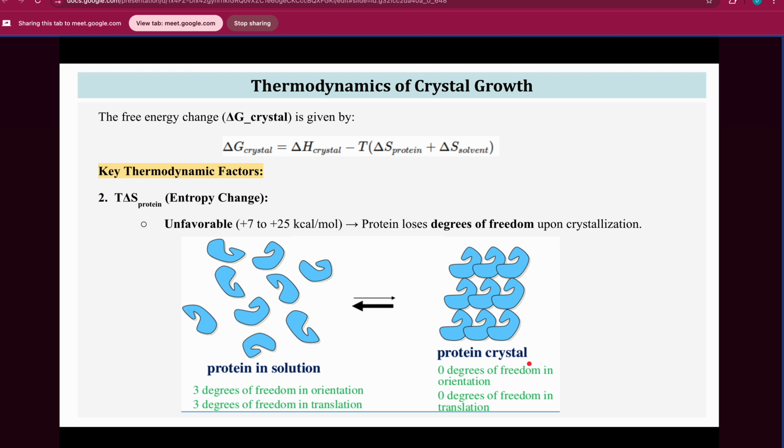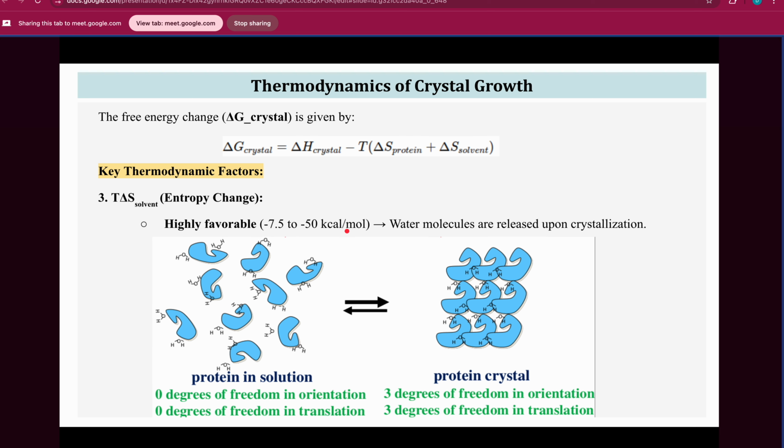But if we talk about the protein crystal, you can see that these individual protein units are tightly packed, there are lattice contacts. So now they are not free to move. So there are 0 degrees of freedom in orientation and 0 degrees of freedom in translation. Due to this loss of degrees of freedom upon crystallization, there is a drop in entropy. This entropy change is from plus 7 to plus 25 kilocalories per mole, which is positive. That's why it is unfavorable. The change in disorder is not high, which was higher for protein in solution. So this term is highly positive, which means it is highly unfavorable.